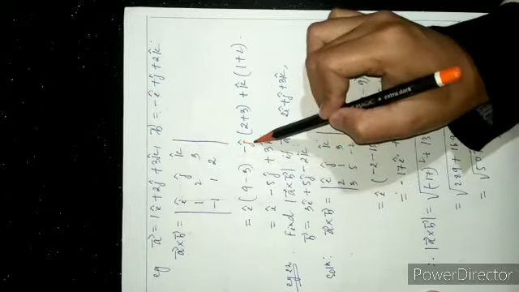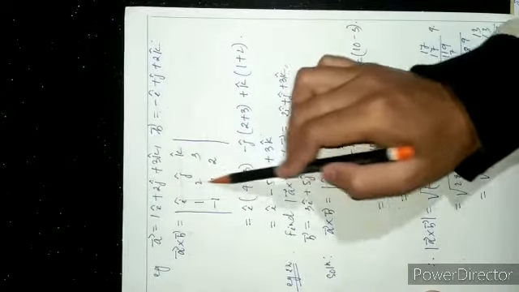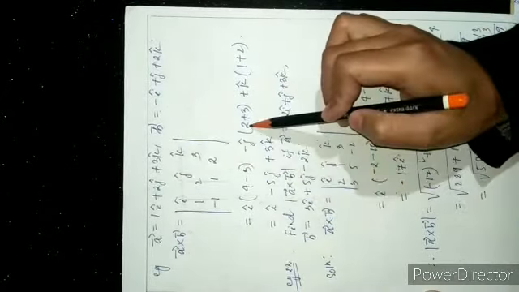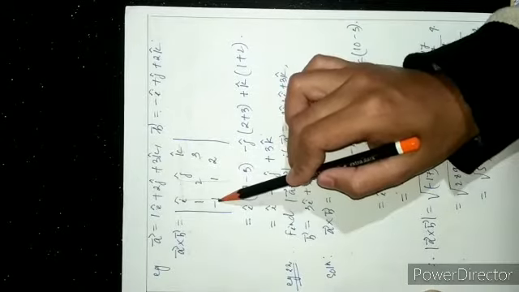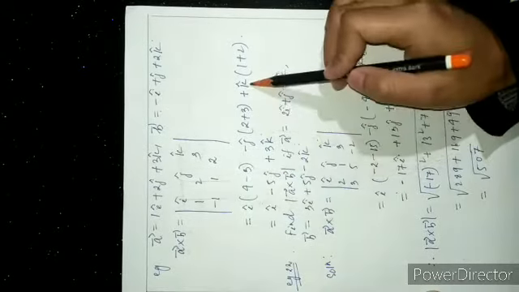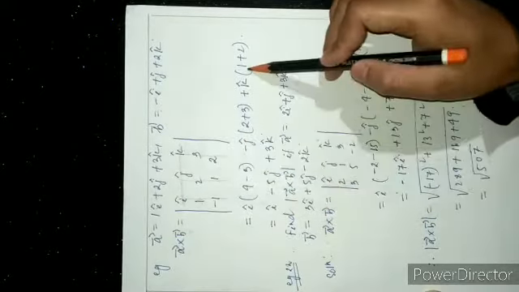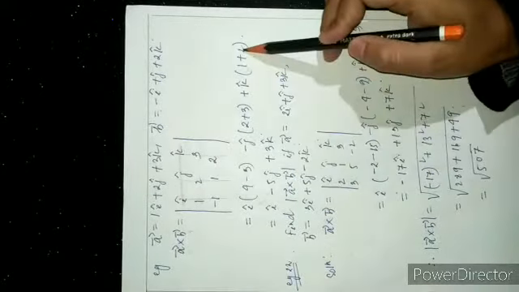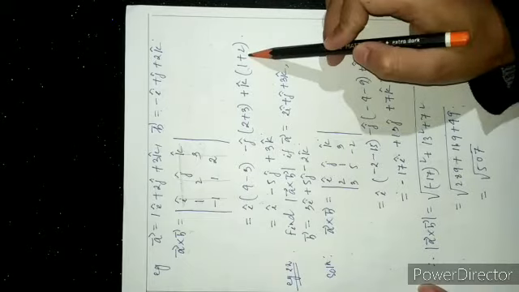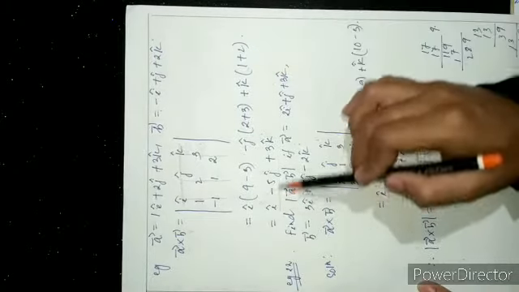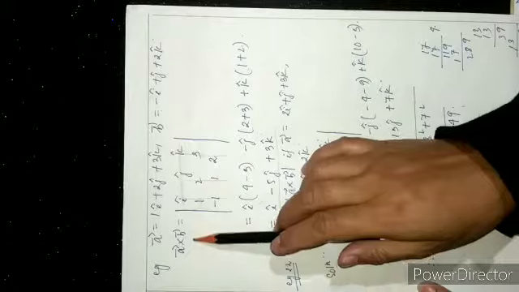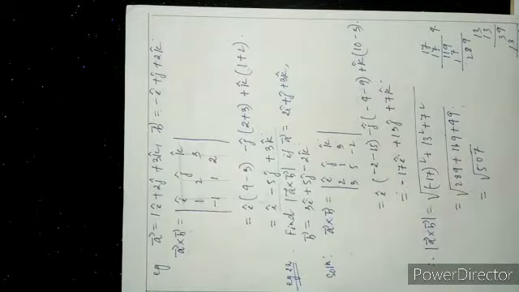Sign convention gives minus. J: 1 into 2 is 2, 3 into minus 1 is minus 3, minus minus plus. Last, K: 1 into 1 is equal to 1, 2 into minus 1 is equal to minus 2, the formula gives minus. Then the result is a vector, and the cross product of any two vectors is a vector.